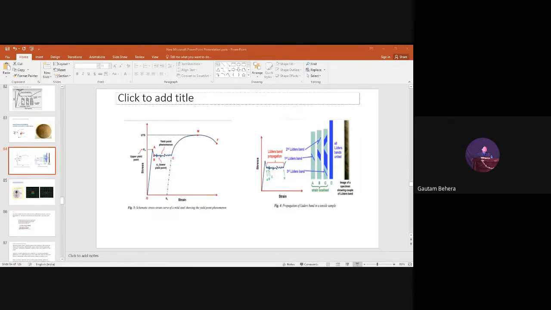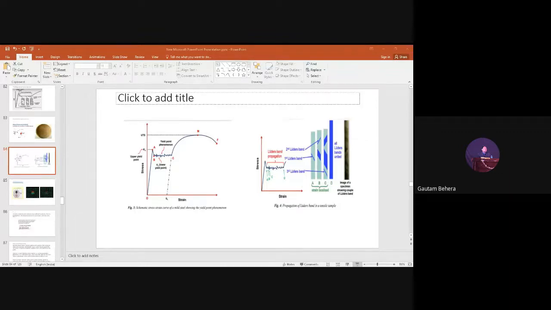Why? Due to this pinning and unpinning of the dislocations. Dislocations will get pinned by the carbon or nitrogen atoms, and again get unpinned when the stress is high. Again, the stress will drop. Again, the stress will rise because it is getting pinned. Again, when it gets rid of this point defect, the stress goes down. So this is the thing.